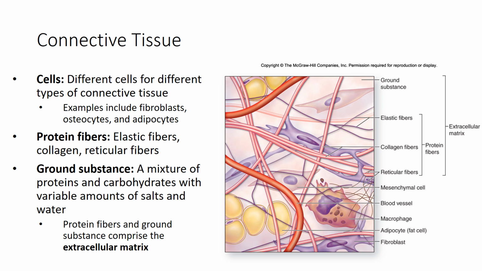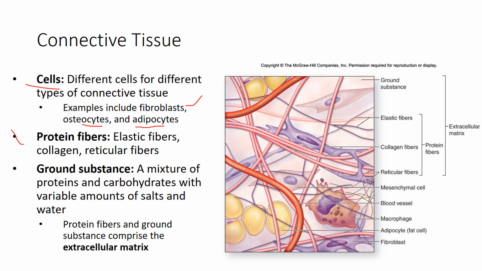All right, so there's three different things that we need to keep in mind when we talk about connective tissue. So the first are going to be the cells. The cells are going to be different and depends on where it's found within the body. So some examples are like fibroblasts, which make up the collagen fibers, protein fibers. Also we have osteocytes, for example. These are going to help make up the bone, and then adipocytes, which are going to make up fat.